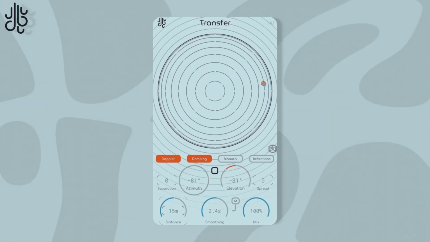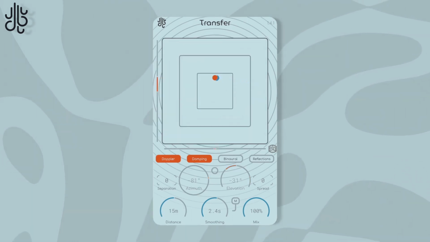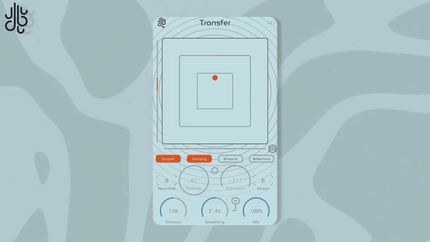However, when we click the square button here, we enter a different kind of control mode, the plane mode, which treats positioning on a plane all around the listener as opposed to an orbital sphere.